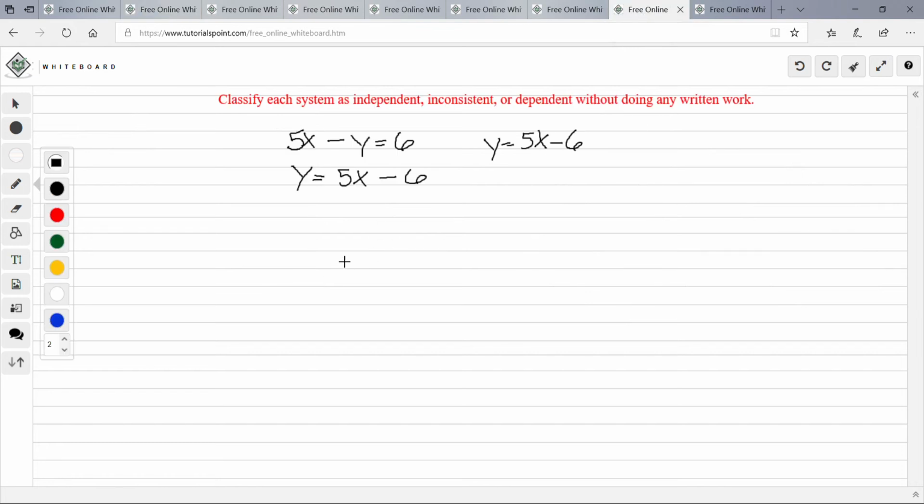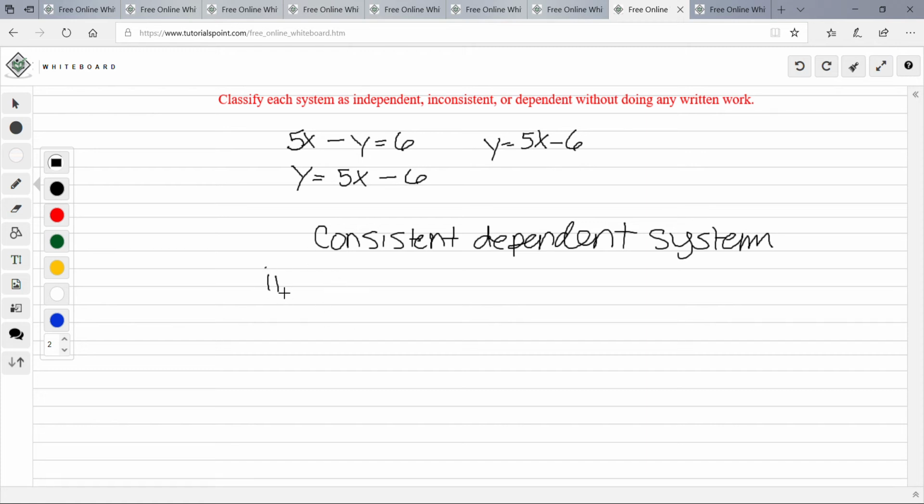So they are consistent, dependent system, infinitely many solutions, because they do overlap each other.